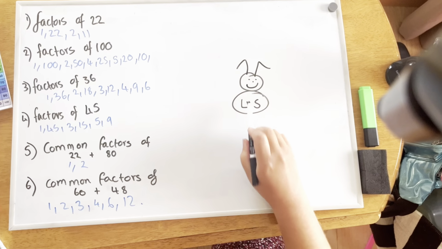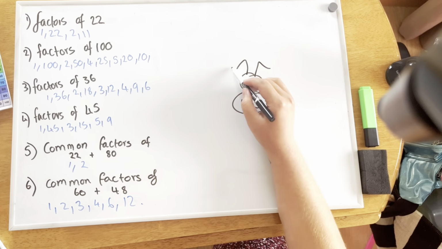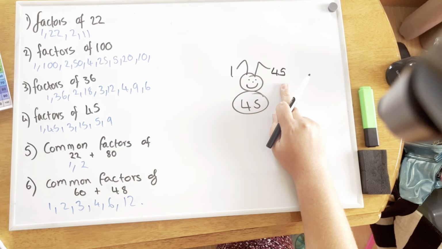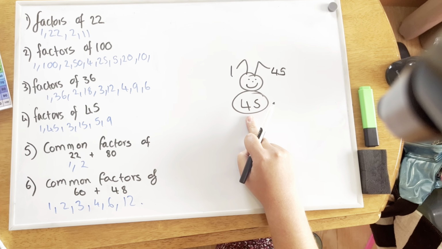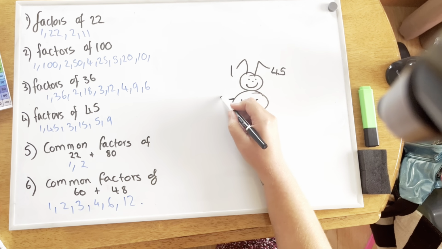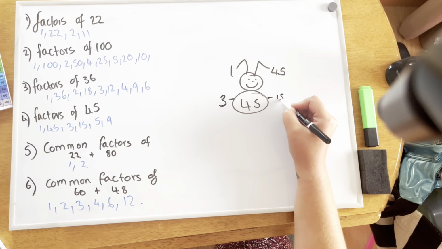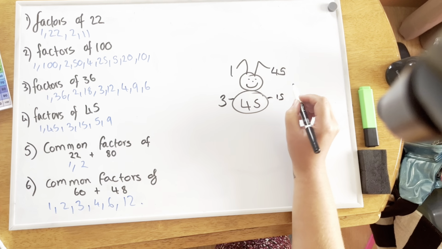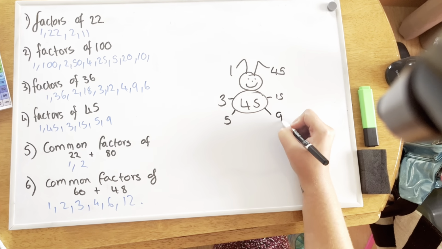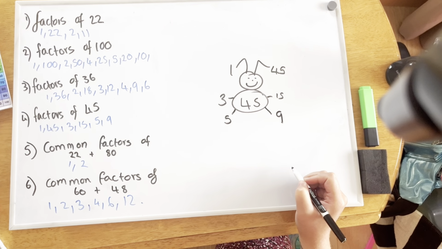Question 4, 45 in the belly. Again, always the same numbers on his antennas, 1 and 45. Now, it's not an even number, so 2's not going to go into it. Let's try 3. Yep, 3 and 15. Let's try 4. No. 5. Yep, 5 times 9. 6. No. 7. No. 8. No.